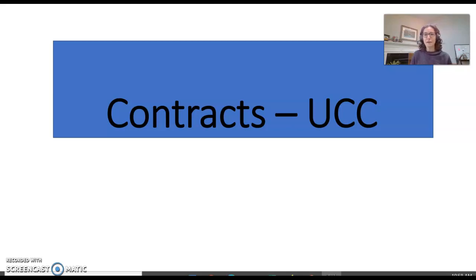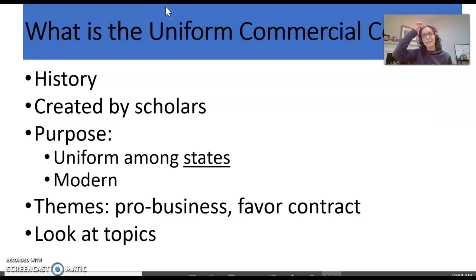But I wanted to make this PowerPoint to highlight a few differences between what we've already learned about with contract law and the Uniform Commercial Code. This harkens back to something I mentioned at the very beginning of this whole contracts unit, which is that we have different sources of law for governing contracts law.